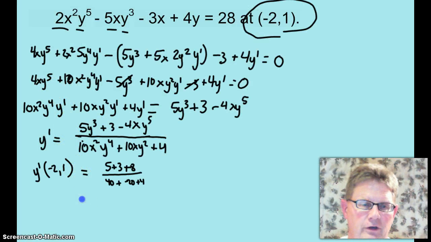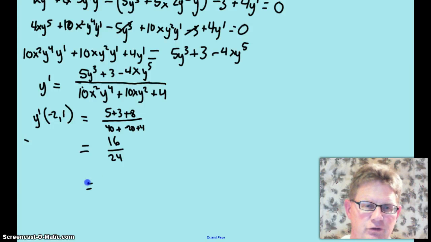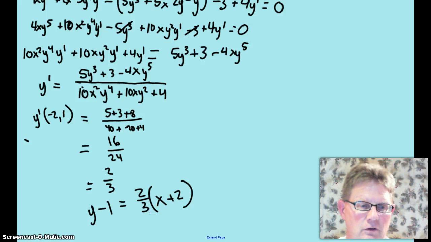Okay, thanks again, Noah, for continually reminding me to stay away from that corner. That leaves us with 16 over 24, which reduces down to, hey, stop that, which reduces down to 2/3. So the equation of, because a y prime of negative 2, 1 equals 2/3. So the equation of the line, y minus 1 equals 2/3 times x plus 2. And that will leave us to the last screen. I've got about 2 minutes to do it. I hope I can get it done.